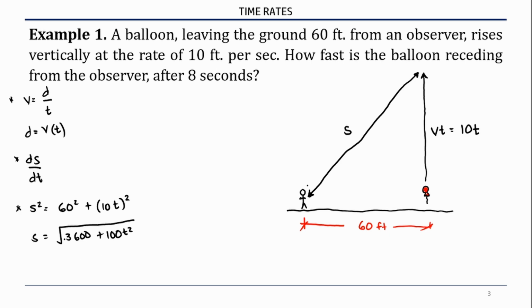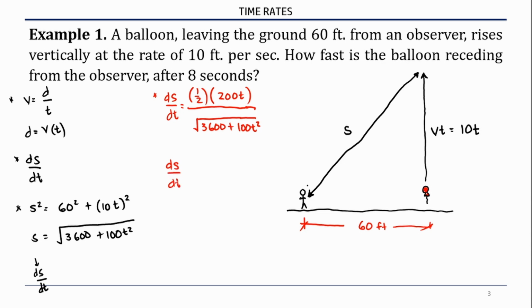And then, we can differentiate para makuha natin yung ds over dt. So, we will differentiate with respect to time. So, dito ko na isulat sa kabilang side. Let us differentiate. So, we have ds over dt is equal to 1/2. Then, yung chain rule, we have 200t over square root of 3,600 plus 100 t squared. So yan, meron na tayong formula. Simplify na lang natin. We have ds over dt. So we have 100t over the square root of 3,600 plus 100t squared.